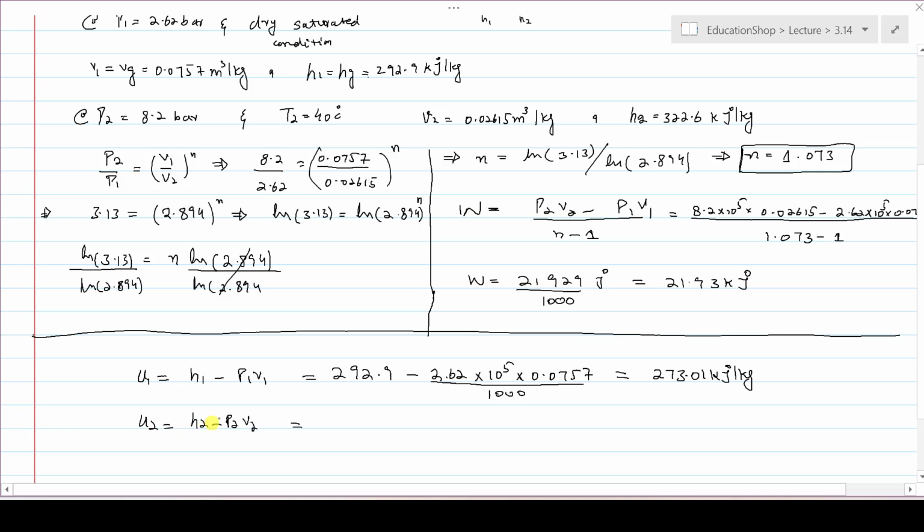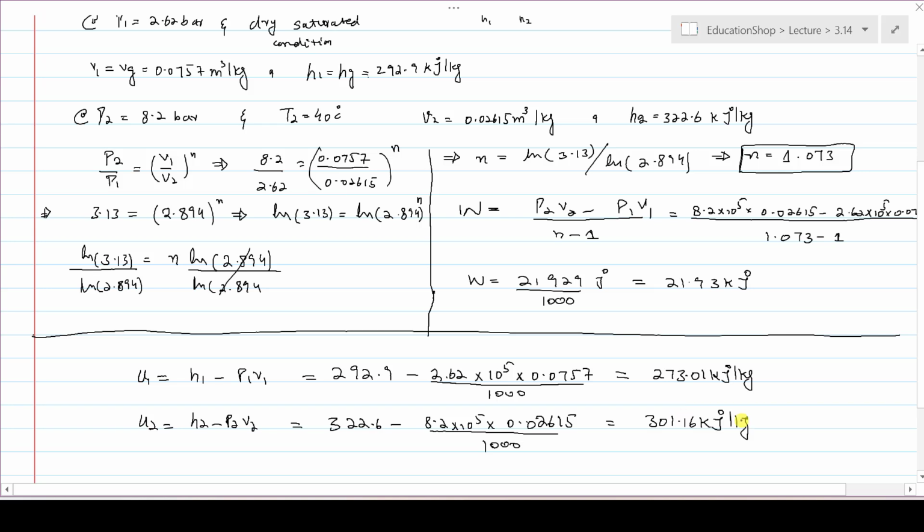Similarly, the U2 value is equal to H2 minus P2 V2. What is the H2 value? This is H2, 322.6 minus P2, that is 8.2 multiplied by 10 to the power 5, multiplied by V2, that is 0.02615, and it will give you the U2 value.